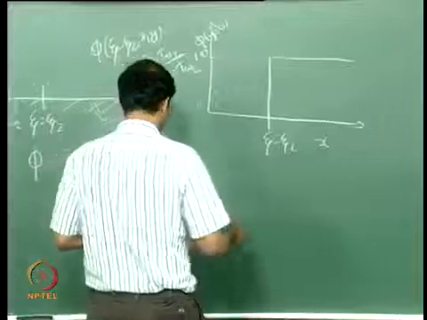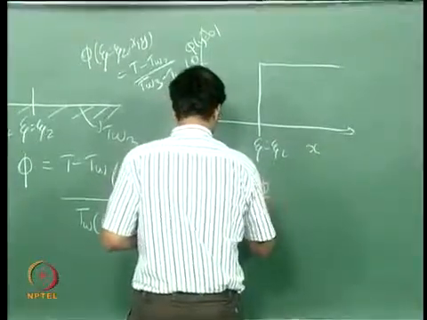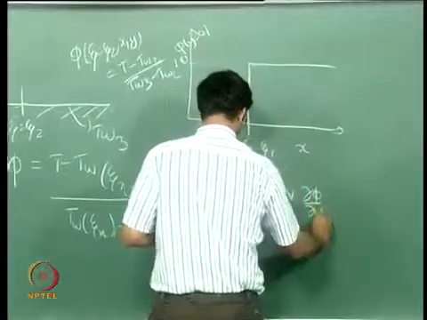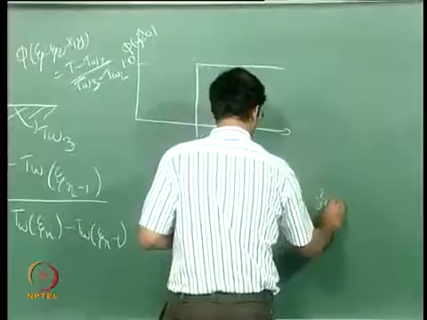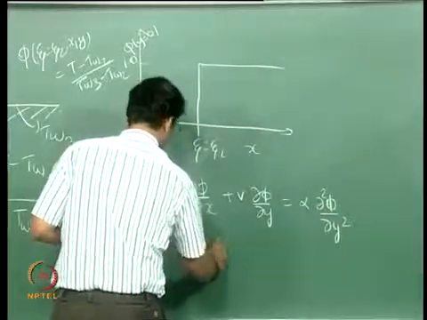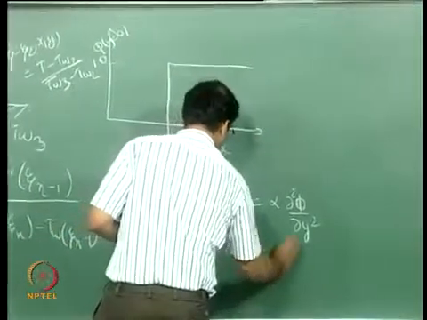Okay, and the non-dimensional form of the energy equation will be u d phi by dx plus, at y equal to 0. Now what will be the value of phi?